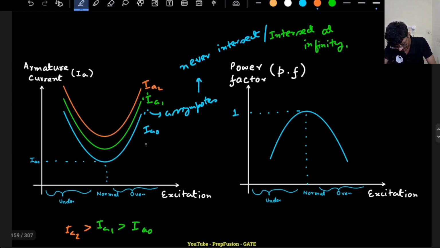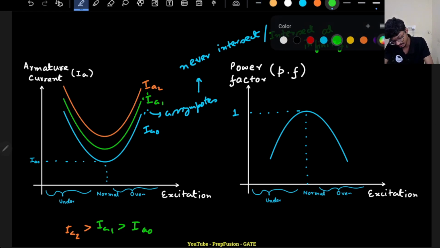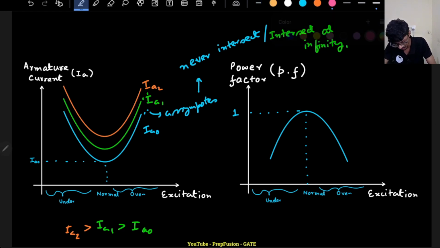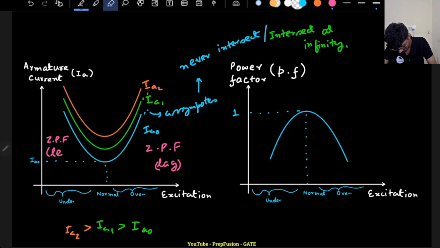And this side, the right hand side, is the zero power factor lagging. As I have increased my excitation very high, it will deliver the lagging load. So the right hand side will be zero power factor lagging, and the left hand side will be zero power factor leading.